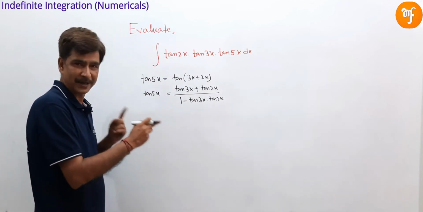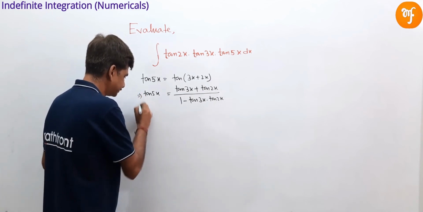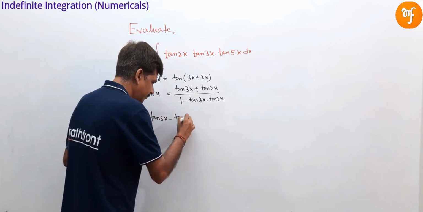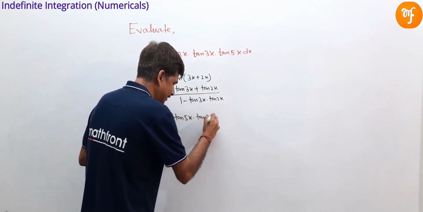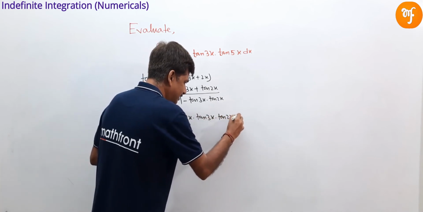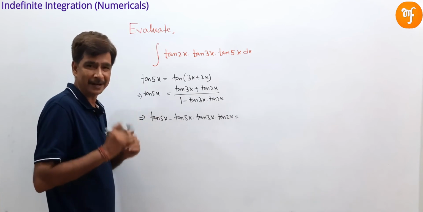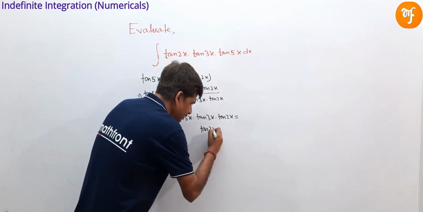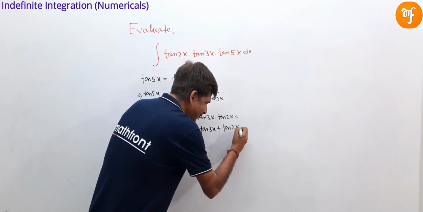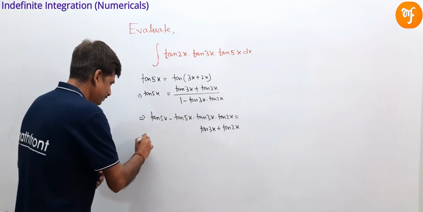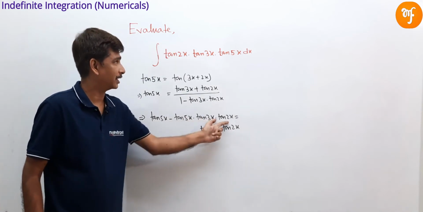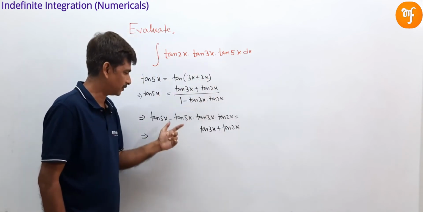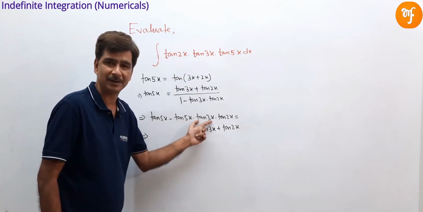Now if we make cross multiplication, what we will get? Tan of 5x minus tan of 5x into tan of 3x into tan of 2x is equal to tan of 3x plus tan of 2x. So what is tan of 5x into tan of 3x into tan of 2x? As we have the integration of tan of 2x into tan of 3x into tan of 5x dx, first of all, we will separate this tan of 5x into tan of 3x into tan of 2x.